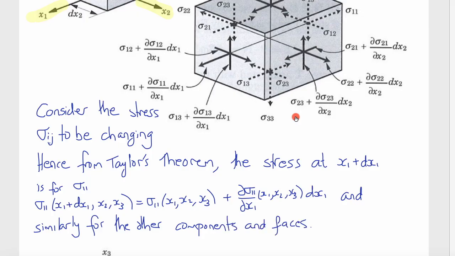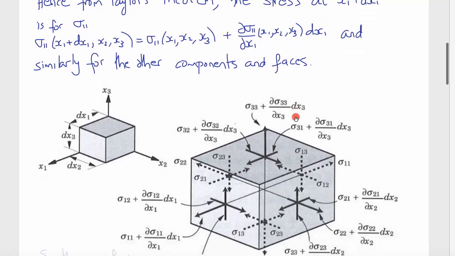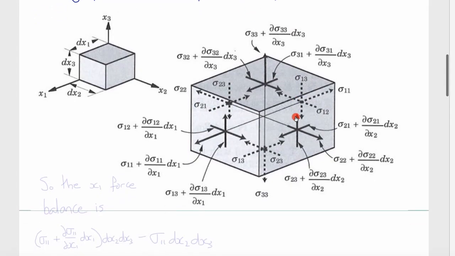By the way, I'm using sigma here just because I got this picture from a book that happens to use sigma as the notation. I prefer capital T, but I'll use sigma to be consistent with the diagram.